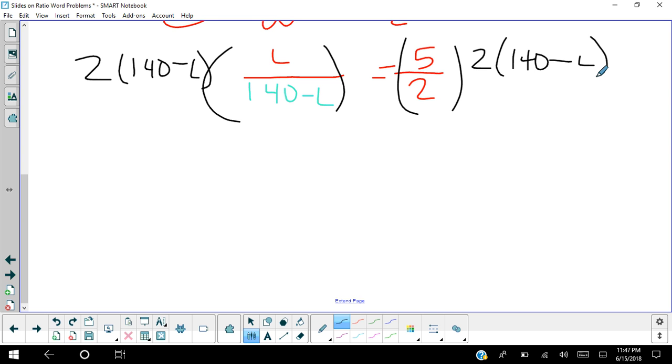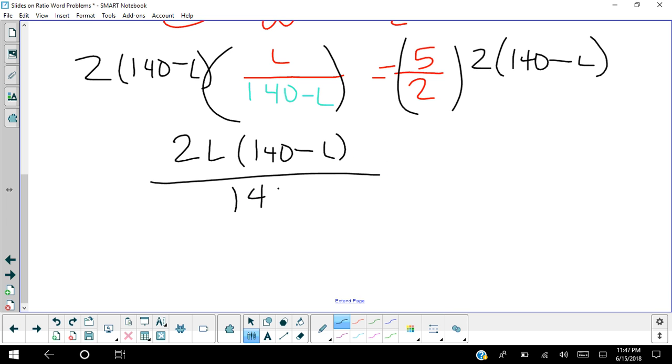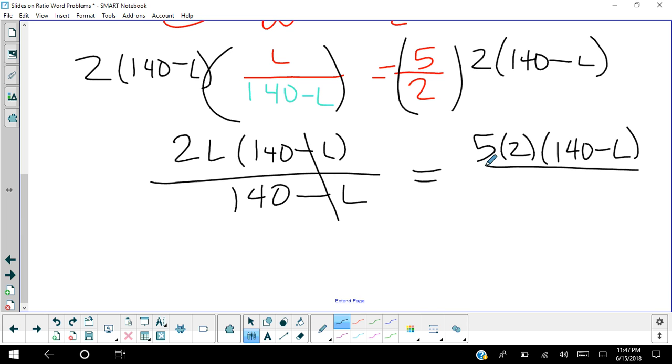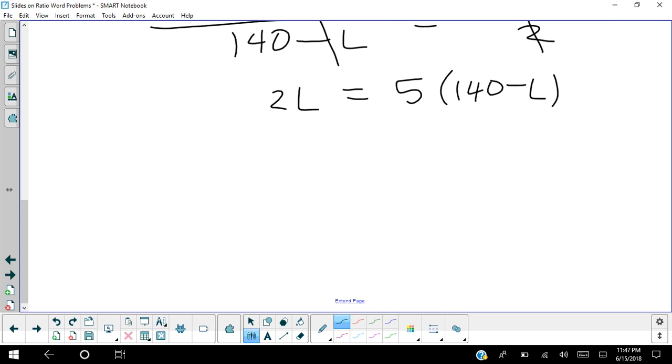Okay, I'm not going to actually distribute everything out, but I am going to distribute with the parentheses to get things cleaned up. Usually we'll put the single terms first, so 2 times L times the quantity 140 minus L, all over 140 minus L, those cancel, equals 5 times 2 times 140 minus L over 2. Those 2's cancel. So I'm left with 2L is equal to 5 times 140 minus L. Now I'm going to distribute on the right side. And so my 5 times 140 gives me 700.